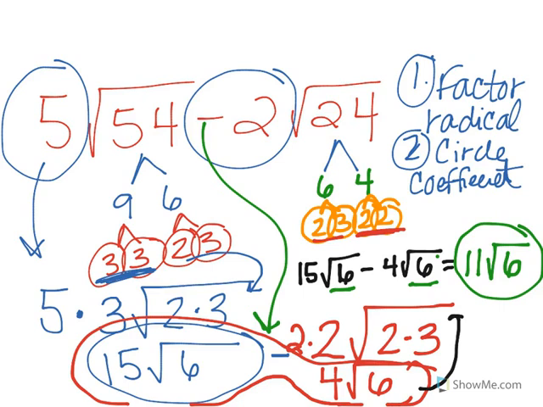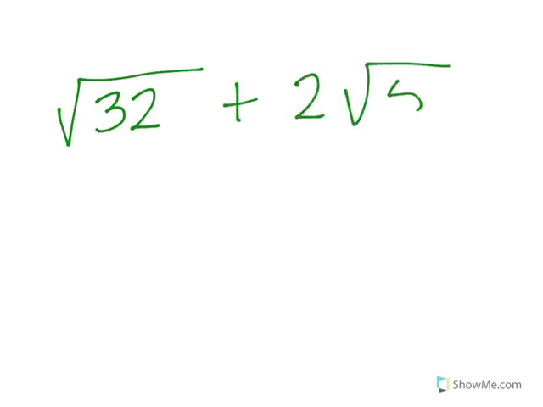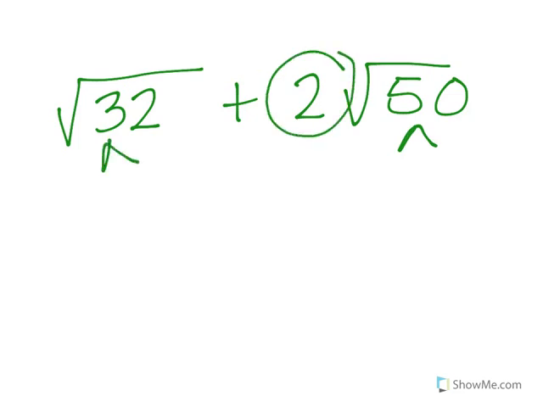Let's try to do the next one. Okay, let's do the next one together. The square root of 32 plus 2 square roots of 50. Okay, here's our second example. What's our first step? Find the coefficient. Do the factor trees and circle the coefficient. What's the coefficient on the first one? It's zero. Nothing.